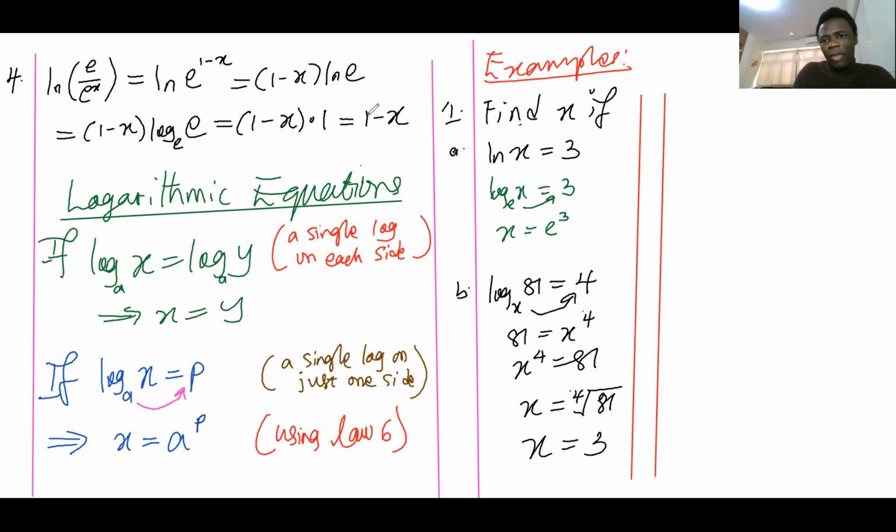Finally, if you have log on both sides, maybe I should have numbered it 1, 2, 3. Find x if, yes, 1, 2, 3. Sorry. Yeah, my OCD is my problem. So this is 1, this is 2. So let's take this as 3.